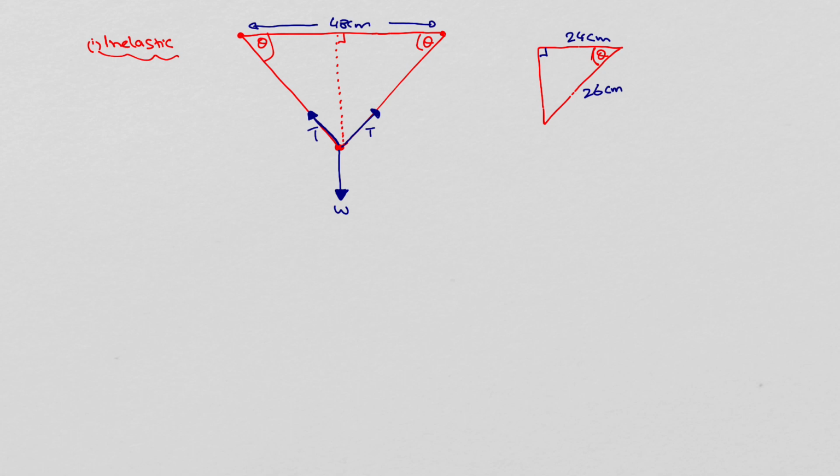And so by completing Pythagoras there, we'll have 26 squared is equal to 24 squared plus the opposite squared. So therefore O is equal to the square root of 676 minus 24 squared, which is 576, and obviously that's going to be the square root of 100, which is 10 centimetres.